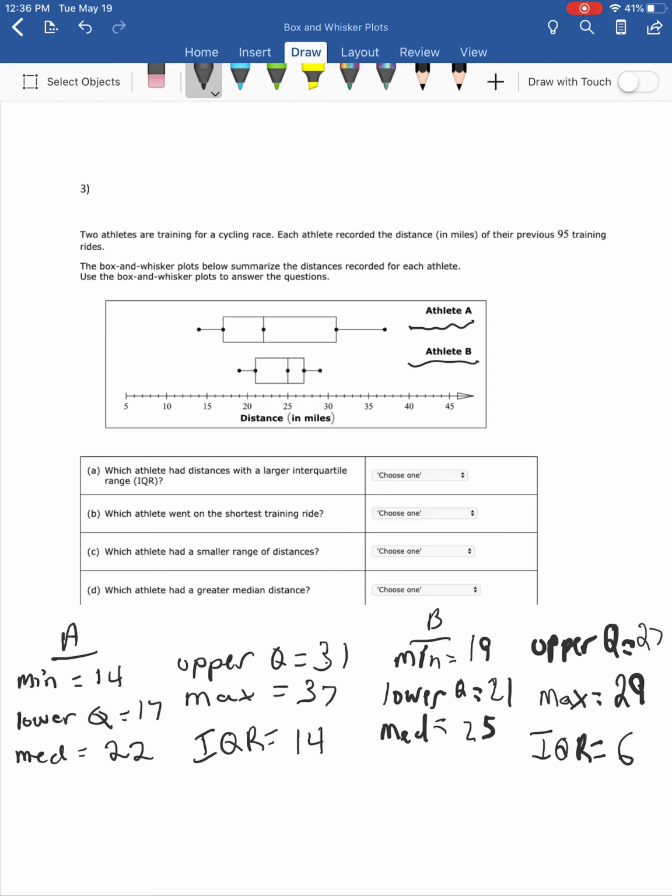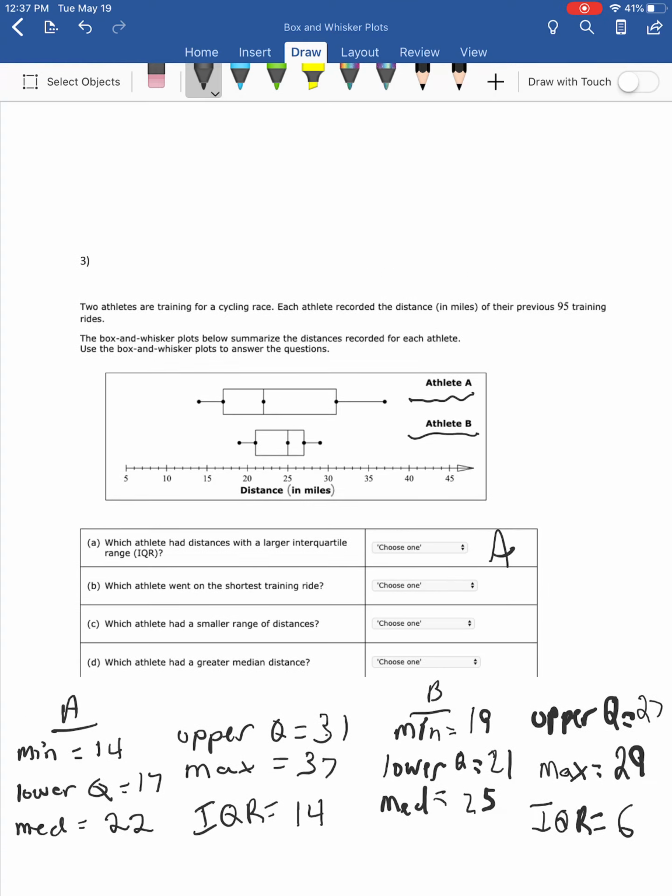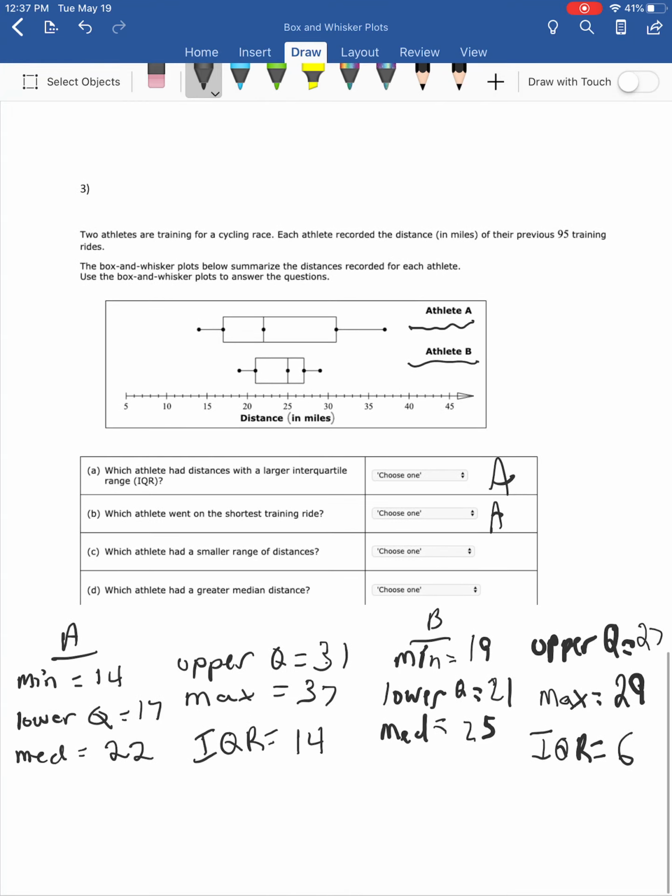Okay, which athlete had distances with a larger interquartile range, IQR? Athlete A has the larger interquartile range. Which one went on the shortest training ride? Well, that's talking about the smallest minimum value. Athlete A has a minimum of 14, athlete B has a minimum of 19, so athlete A has the shortest ride. Which athlete had the smaller range of distances?